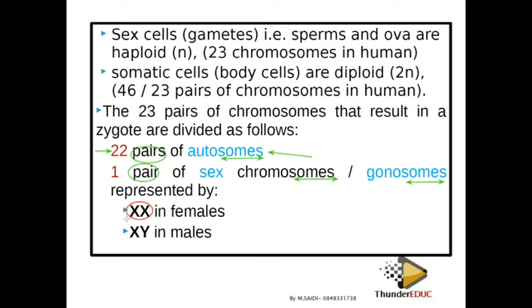We have got XX chromosome. That means here in the gonosome there are 2 chromosomes. One chromosome is X, the other chromosome is what? It is X. But when it comes to the male, it is different. The male also has 2, but which ones? X and Y. All right?